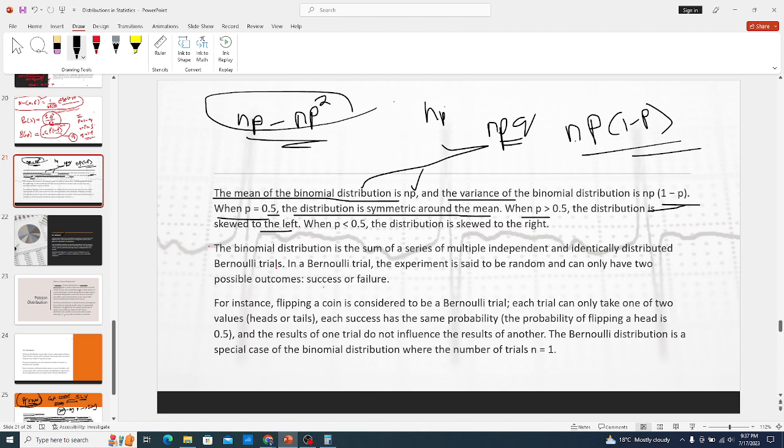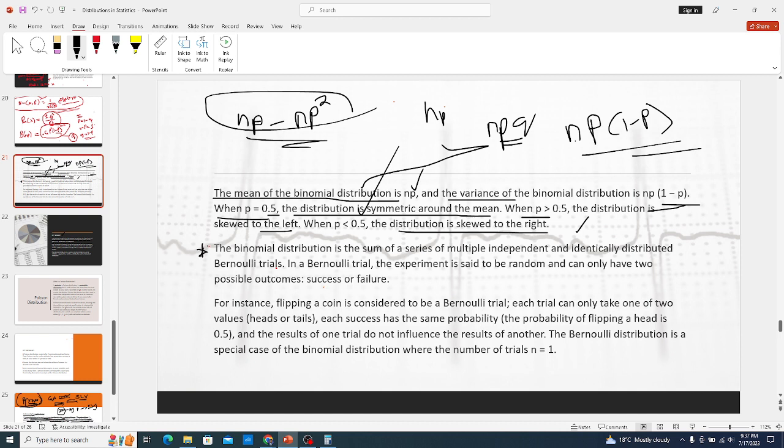So for the variance of the binomial distribution, when P is equal to 0.5, the distribution is symmetric around the mean. When it is greater than 0.5, it is skewed to the left. When we have less than 0.5, then we are skewed to the right.